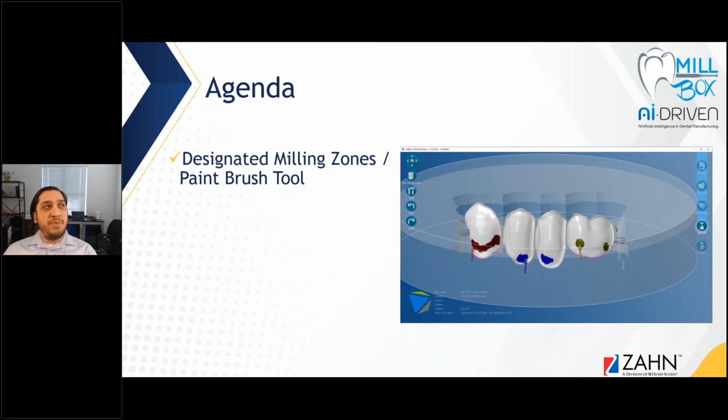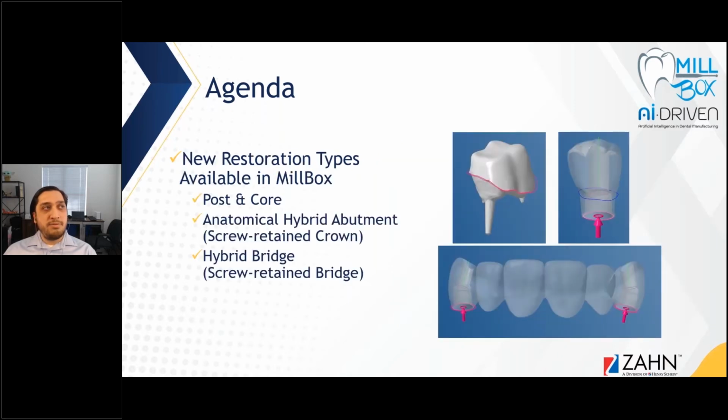And designated milling zones, the paintbrushing tool. Essentially, this is a tool that allows us to customize how we want the mill to run, and allows us to manually go in and designate surfaces that the machine can do manual tuning or refinement on. So really nice feature there.